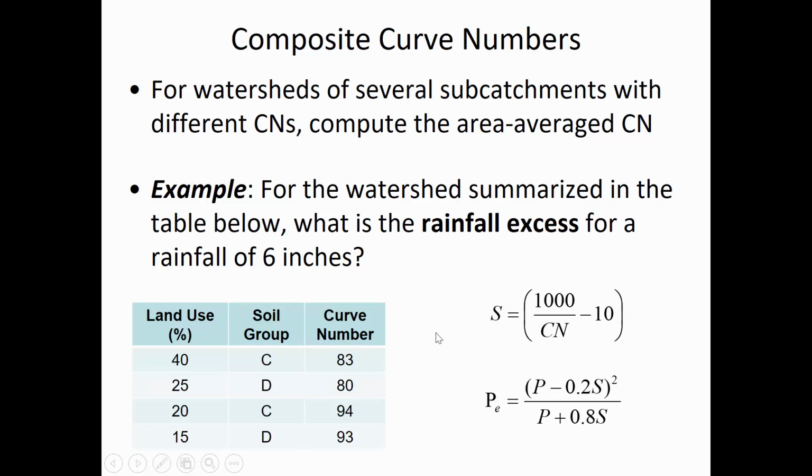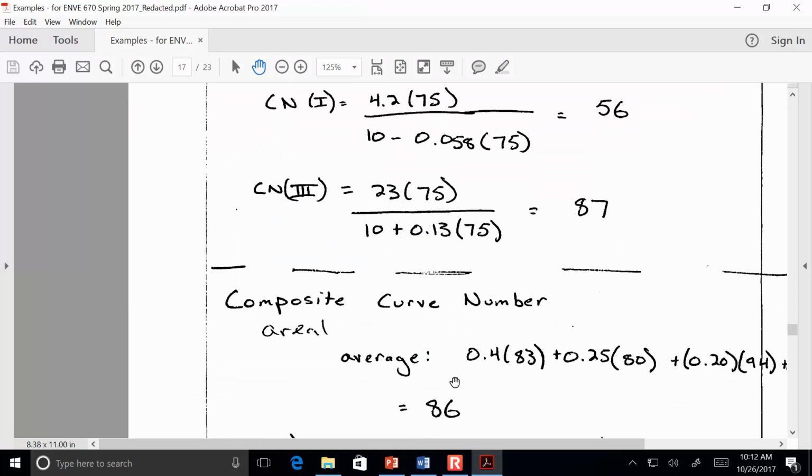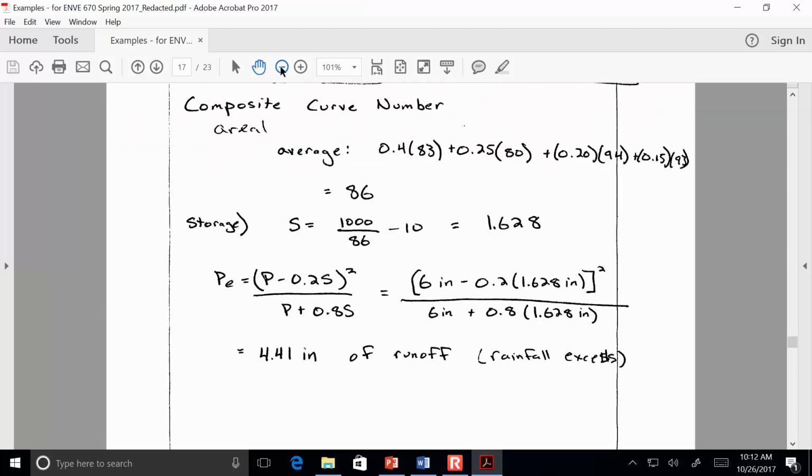We've already been through the NRCS equation a couple of times today. I won't ask you to punch in the numbers for this, but I will show you the solution, where all we're doing is saying 40% of the watershed is one curve number, 25% is another, 20% is a certain one, and so we come up with an average overall weighted curve number for the watershed, and then put that into the NRCS method to find out what fraction of a precipitation depth will be rainfall excess.